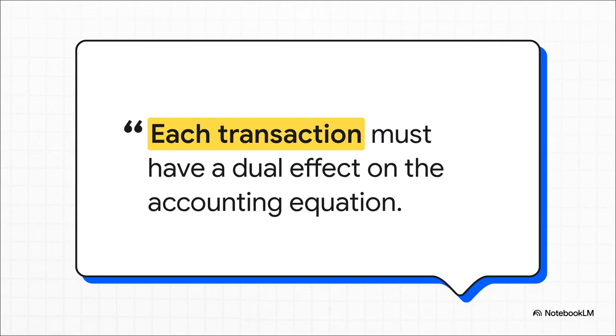And when you do record it, remember this golden rule. If an asset increases, there must be a corresponding decrease in another asset, or a proportional increase in a liability or equity account. The scales of the equation can never, ever tip to one side. It's all about perfect balance.